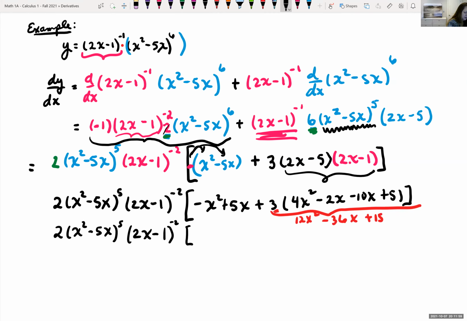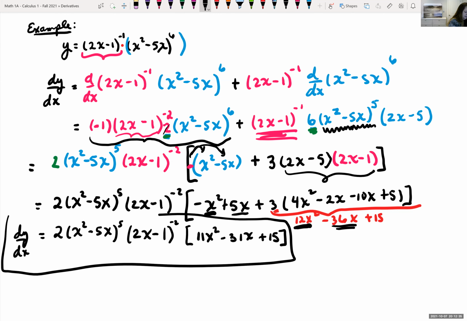If we combine like terms inside this bracket, I have a -x squared plus a 12x squared, which gives me plus 11x squared. I have a 5x minus 36x, so that's a minus 31x. And then I have my plus 15. And so we found the derivative of our function, which is this.